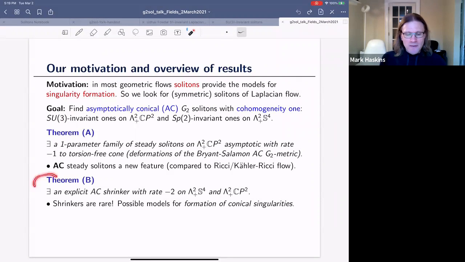So the second theorem is there's an explicit AC shrinker on both of these spaces with a particular rate, -2. Shrinkers are relatively rare, and they're the typical way that you would think of modeling the formation of, in this case, the conical singularity.